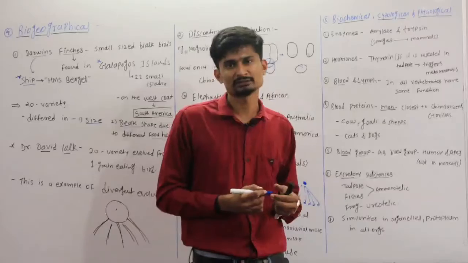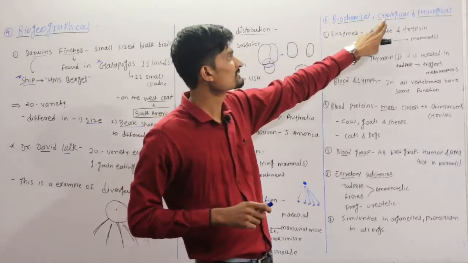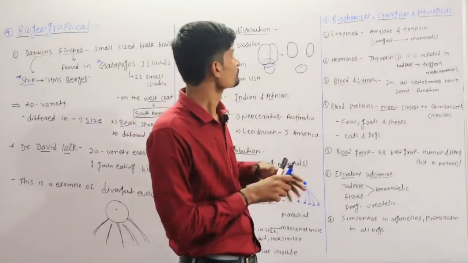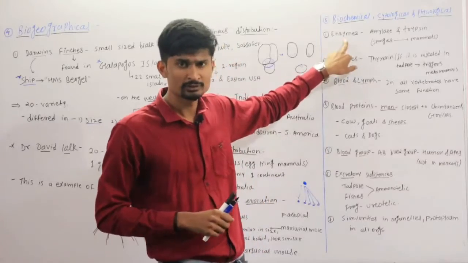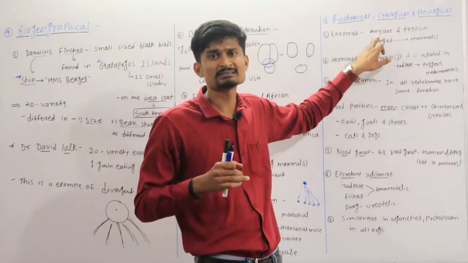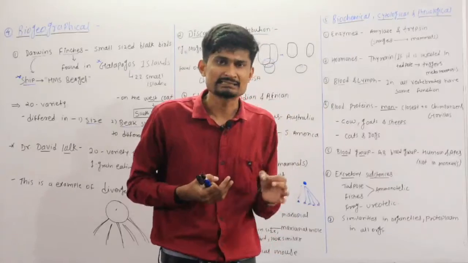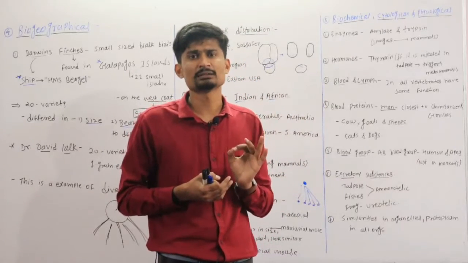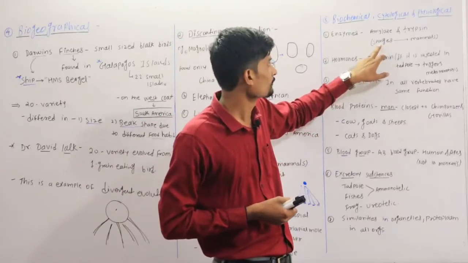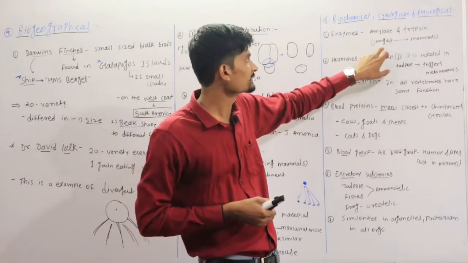Now the last evidence of theories of evolution is the biochemical, cytological and physiological evidences. So first one is the enzymes. So there are two enzymes, that is amylase and trypsin. Amylase is a carbohydrate digesting enzyme and trypsin is a protein digesting enzyme. These amylase and trypsin enzymes are called universal enzymes because these are present from sponges to the mammals. From the phylum sponges to the mammals.